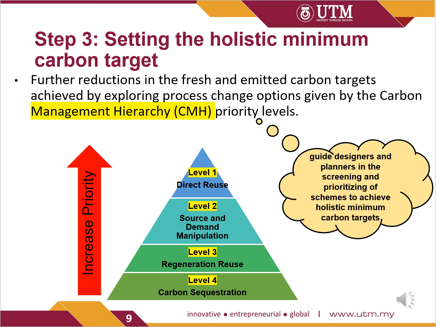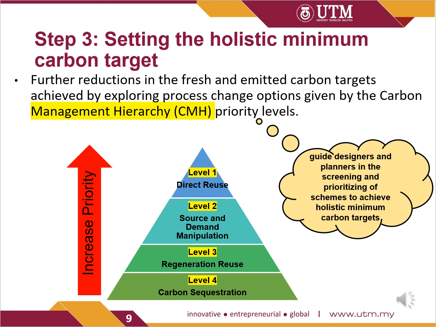Step 3 is setting the holistic minimum carbon target. Further reduction in the fresh and emitted carbon targets is achieved by exploring process change options given by the carbon management hierarchy priority level. There are 4 levels in CMH. Direct reuse is in level 1, source and demand manipulation in level 2, regeneration reuse in level 3, and lastly level 4 is carbon sequestration. These levels are according to their priority.